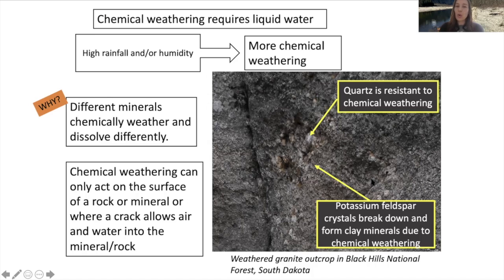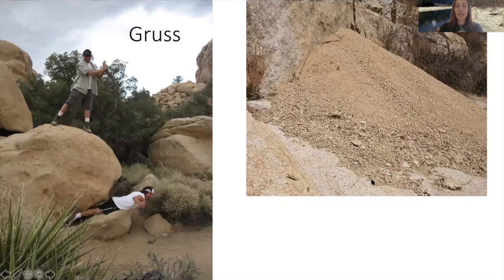Chemical weathering can only act on the surface of a rock or mineral, and this is because cracks can let in air and water, but without cracks, air and water don't come in, and those crystal bonds remain completely sealed to the outside environment. Granitic rocks have an interesting weathering result because of the potassium feldspar being more readily weathered out than the other mineral components inside.